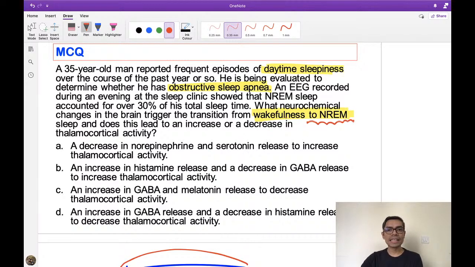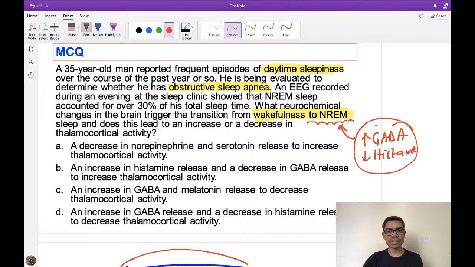You are entering from wakefulness to non-REM sleep stage. Non-REM sleep entry means you require a huge amount of GABA and a lesser amount of histamine, and because of this, what will happen? Your thalamocortical activity will be decreased, and that's why D is the correct answer. Good. Very good. Thank you so much, thank you all of you. Now you got the gist of it.